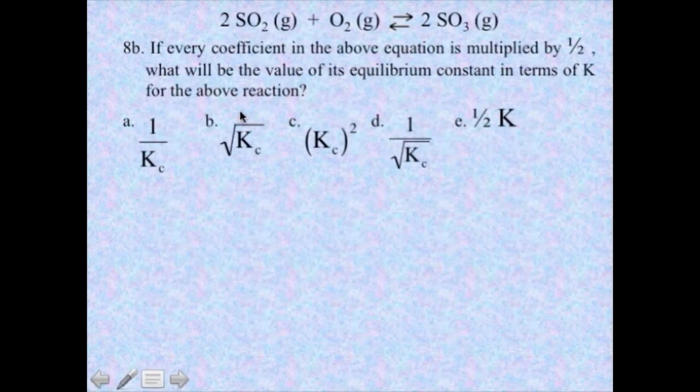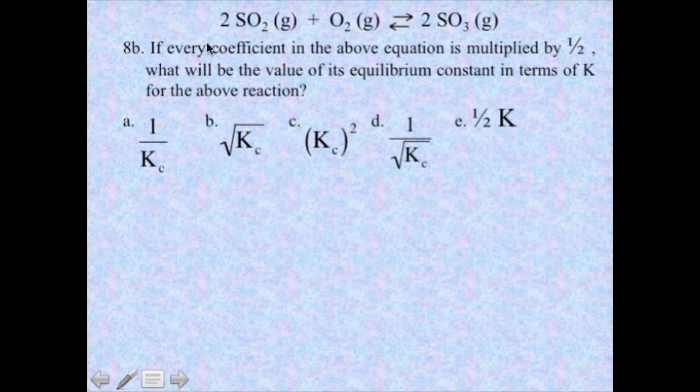So consider this reaction. 2 sulfur dioxide plus oxygen yields 2 sulfur trioxide. Now, if every coefficient in this equation is multiplied by 1/2, what will be the value of its equilibrium constant in terms of K? So think about it and choose an answer, come back, and we'll discuss it.